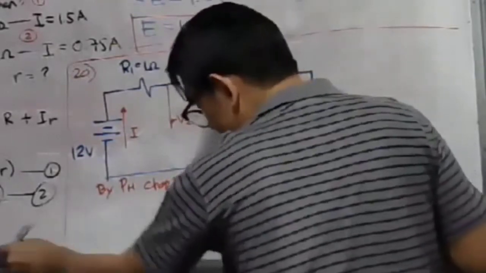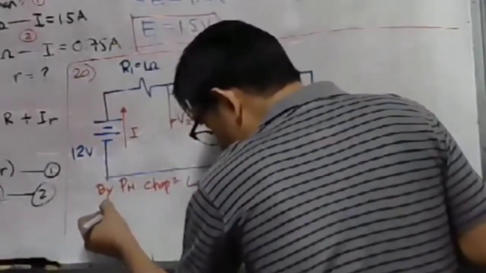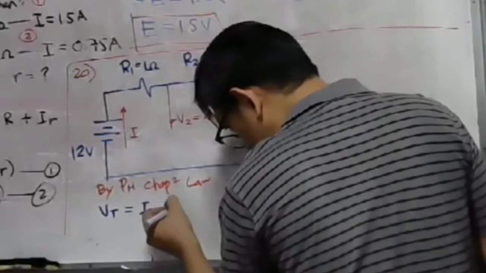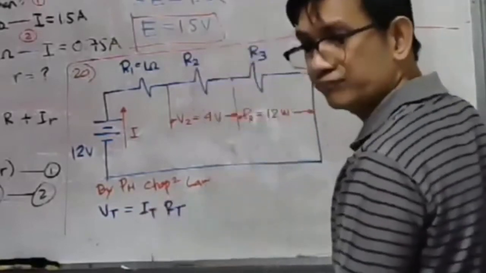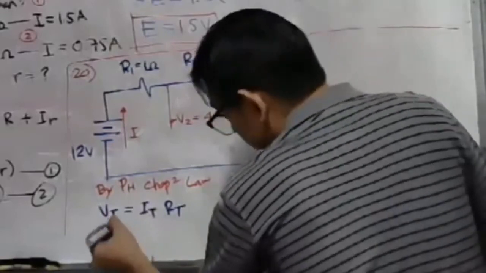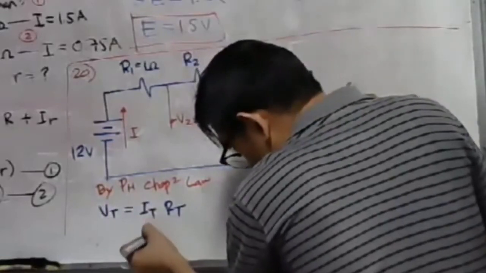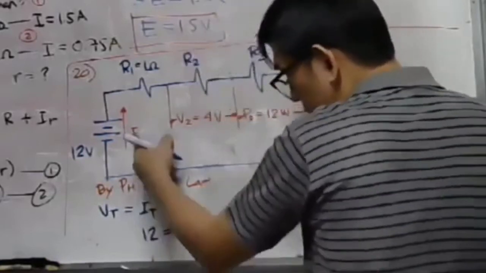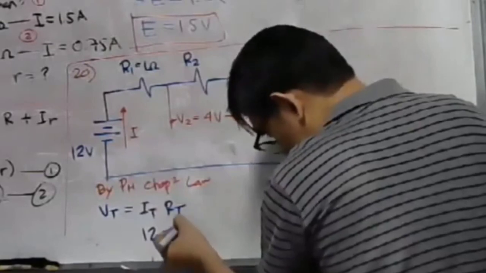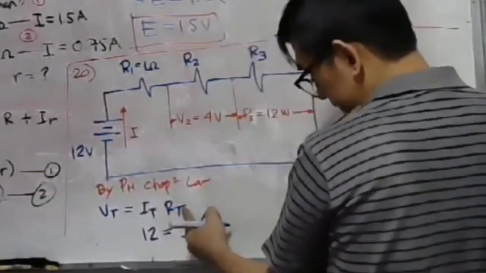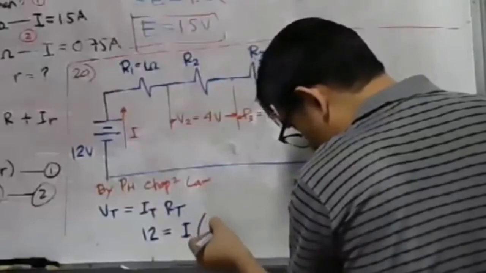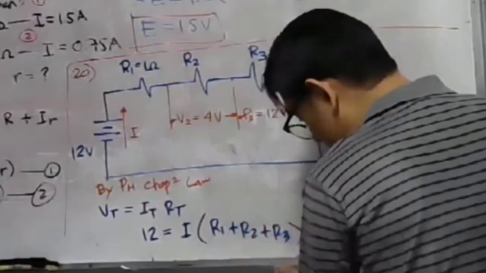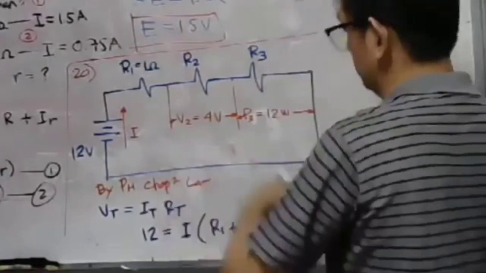Remember, I will put here first the total voltage. By Ohm's law, the total voltage simply equals the total current multiplied by the total resistance. Remember that. What is the total voltage? The total voltage is 12 volts. So that is equal to the current I. Our total current is current I. Then what is our total resistance? Of course, that is our R1 plus R2 plus R3. And that will be our working equation.